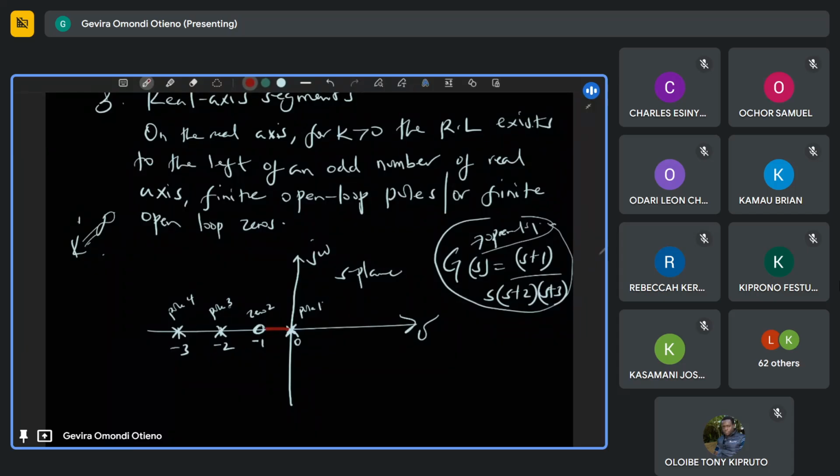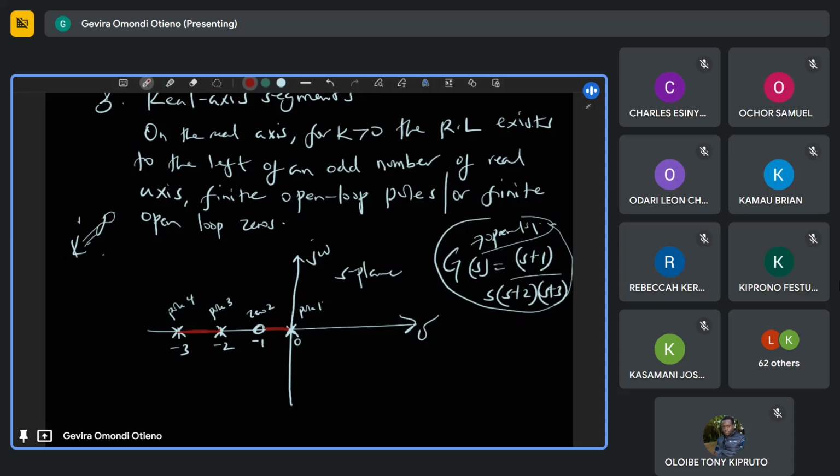So in this case, it's number 3. Because it's an odd number, to its left we must have a root locus. That's why I'm drawing it in red. Then we go to the next one, which is at -3. It's a pole, but its number is 4. Because 4 is an even number, the root locus cannot lie on the left, which means on the real axis, the root locus will go to the imaginary axis.